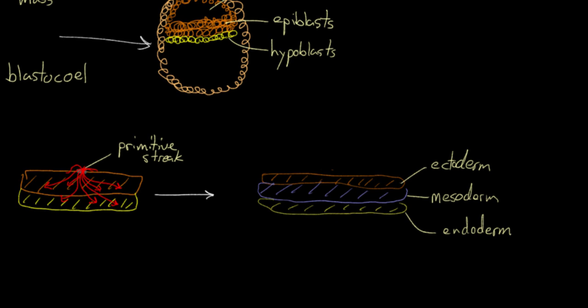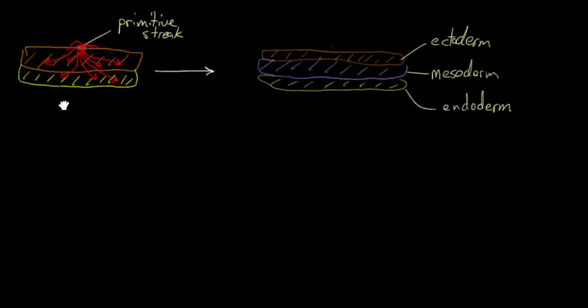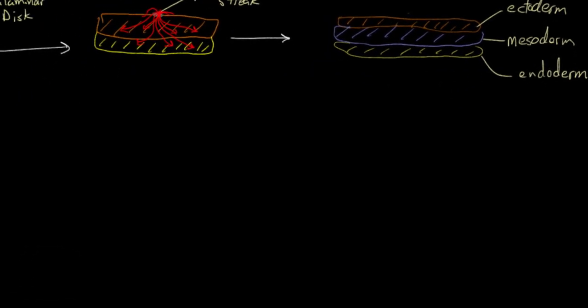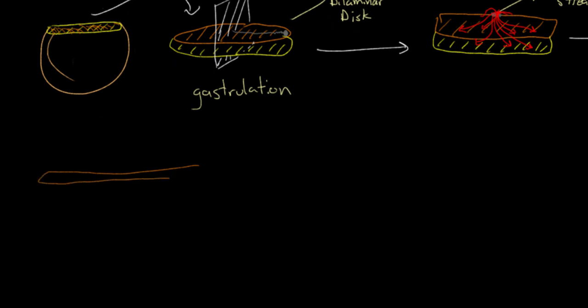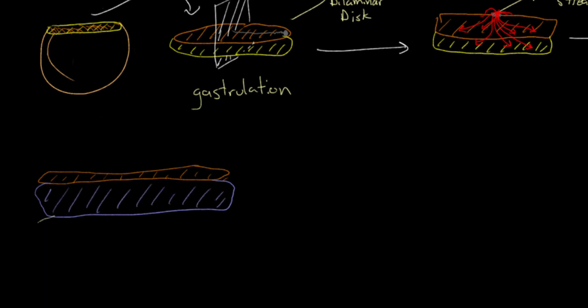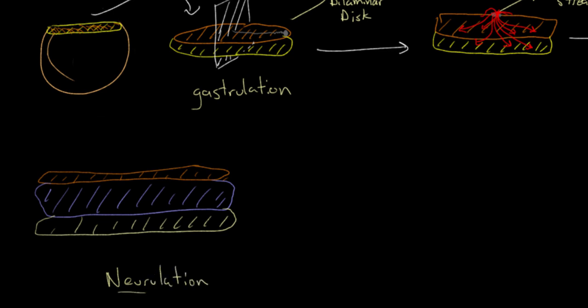Once our three layers are formed, we can move on to the next step in embryogenesis, and the next step is called neurulation. So we'll draw our three germ layers in. We have a layer of ectoderm on the top. In the middle, we have a layer of mesoderm. And then on the bottom, we have our endoderm. So this final stage in early embryogenesis is called neurulation. And as you might expect with neuro in the name, we're going to see some neural elements formed here.